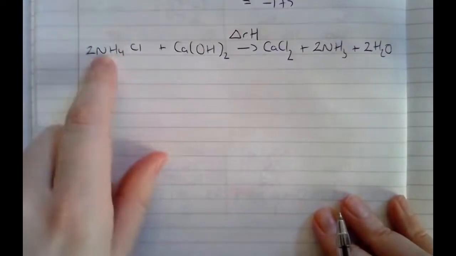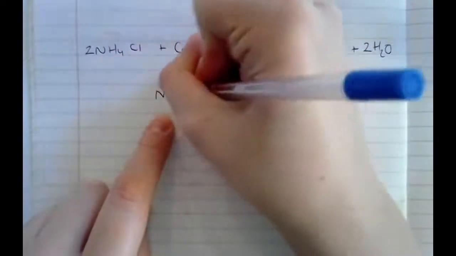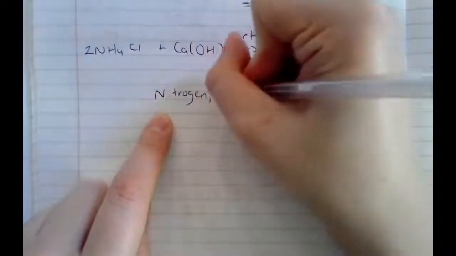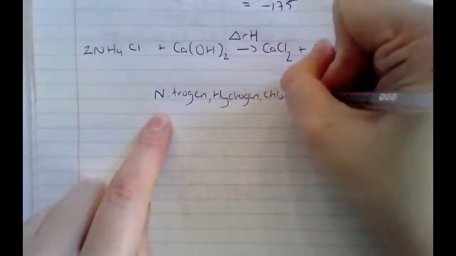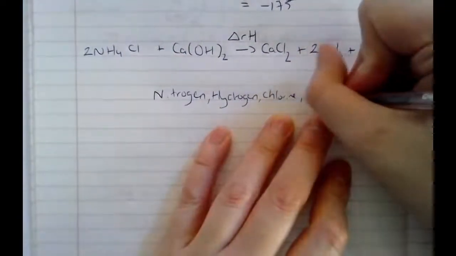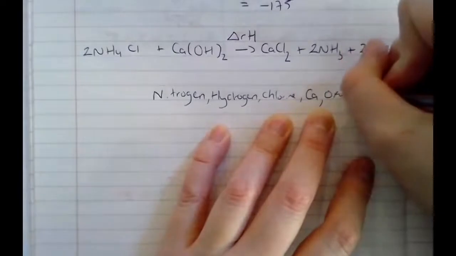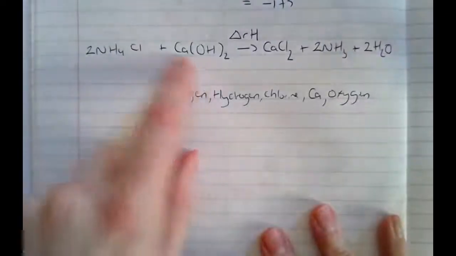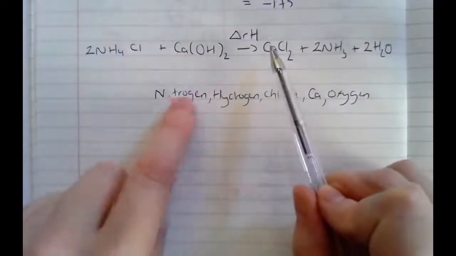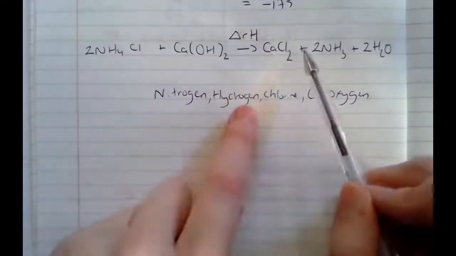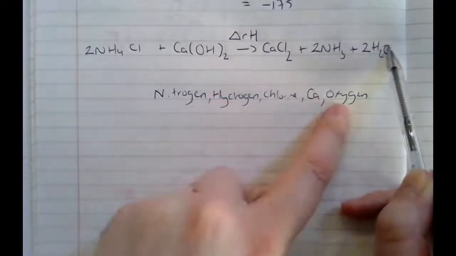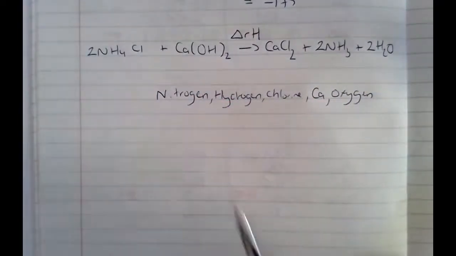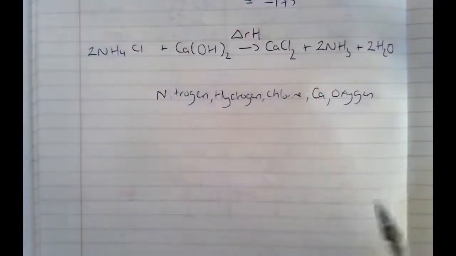So if I look at the elements I've got on the left-hand side, I have got nitrogen, hydrogen, chlorine, calcium (I'm just going to write Ca), and oxygen. They are all the elements I've got on the left-hand side. If I look on the right-hand side, I've got calcium, chlorine, nitrogen, hydrogen, and oxygen. So obviously it's a balanced chemical reaction. The elements you've got on the left are the same as the elements you've got on the right.